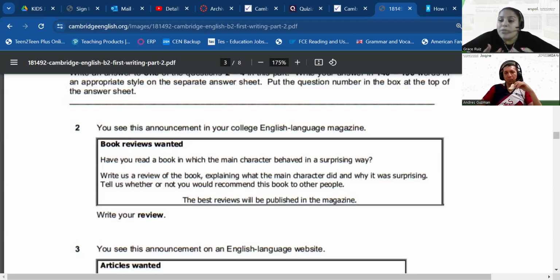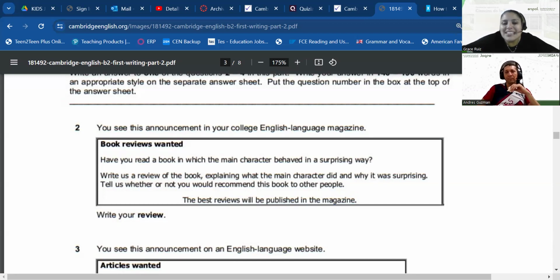Did you use the correct register? Did you use a competent language? Did you reach the task? Did you fully answer the questions? So don't be afraid to just make up information in these cases.